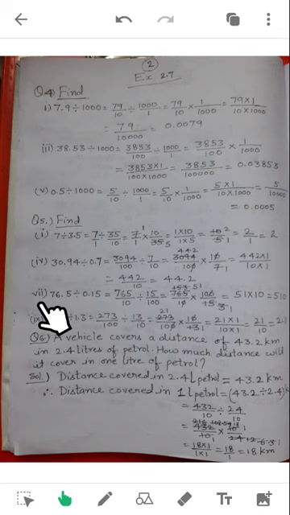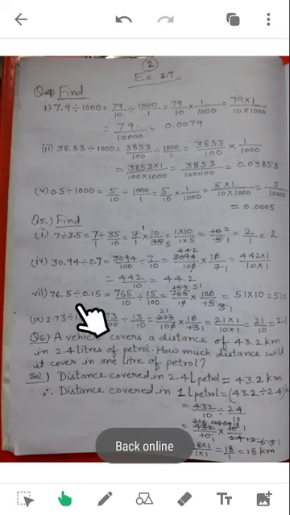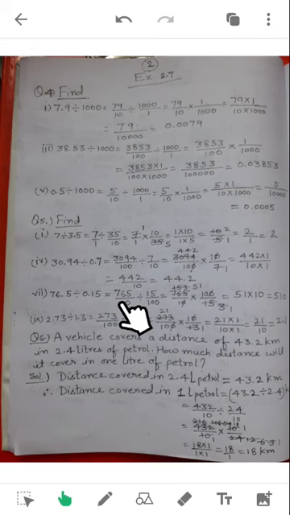Now after this we are coming to the 7th part. 7th part is 76.5 divided by 0.15. 76.5 can be written as 765 upon 10. Sign of division is here, so division here. 0.15 in terms of fraction can be written as 15 by 100.